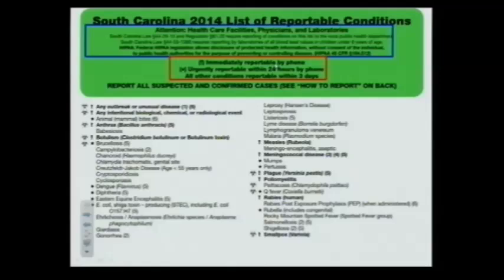Do you think other states have rules, have laws like this? They do. Every state does. Do you think in Nigeria they have reportable diseases? They do. In Saudi Arabia? Yes. In Myanmar? Yes. Every country in the world. Now, the list may differ slightly, and the ways of reporting may differ.